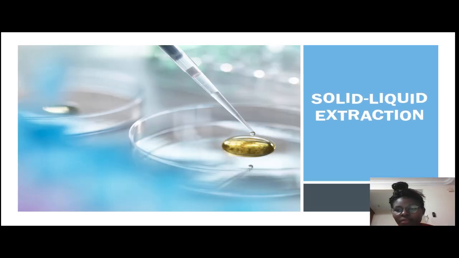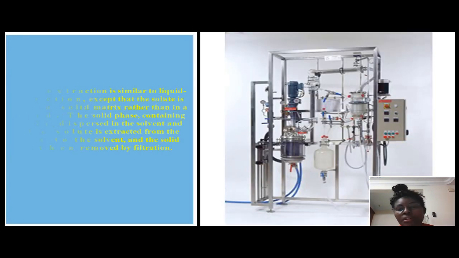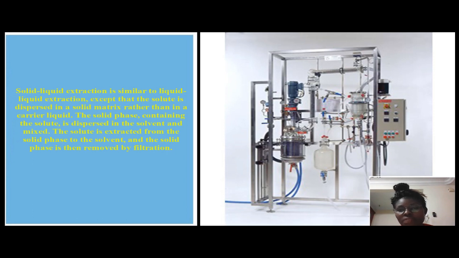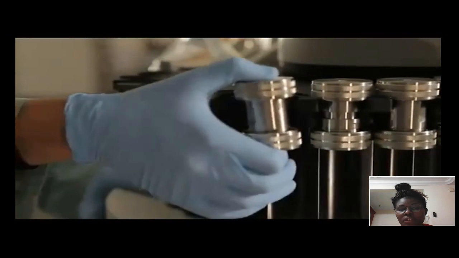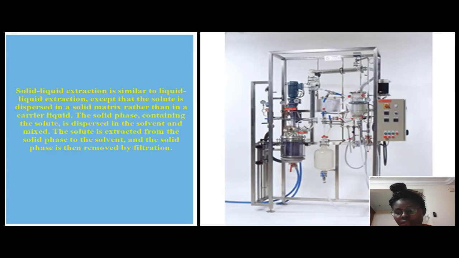Hi everyone, I'm Coleman, and I'll be talking to you about solid liquid extraction. So what is solid liquid extraction? Solid liquid extraction is similar to liquid extraction, except that the solute is dispersed in a solid matrix rather than in a carrier liquid. The solid phase containing the solute is dispersed in the solvent and mixed. The solute is extracted from the solid phase into the solvent, and the liquid phase is then removed by filtration.